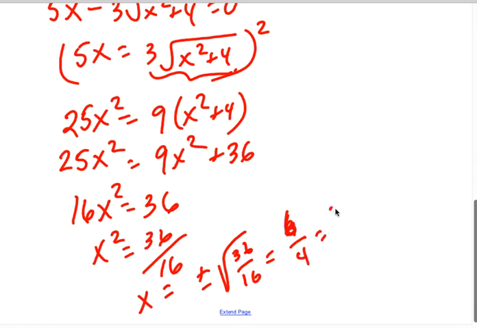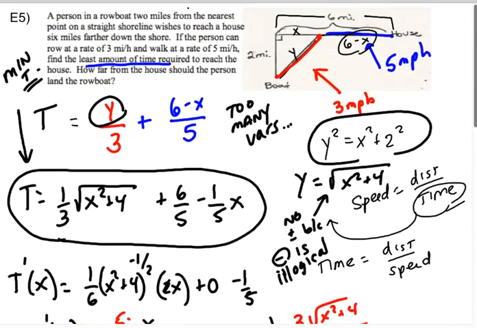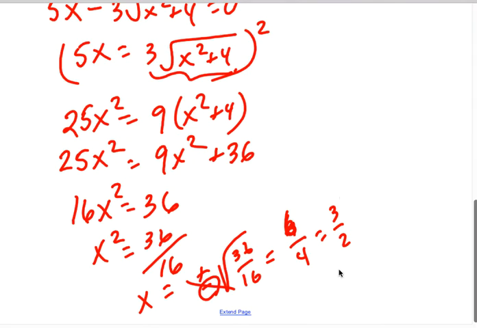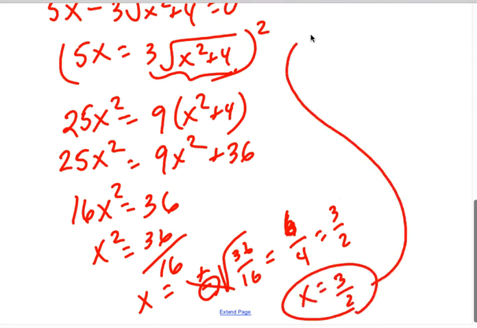or 3/2. Technically it's plus or minus, but I'm not going to write the minus because, again, it doesn't make logical sense here. So once I know what x is, I can go back and find y. So we now know that x is 3/2, so I'm going to go back up and find y.